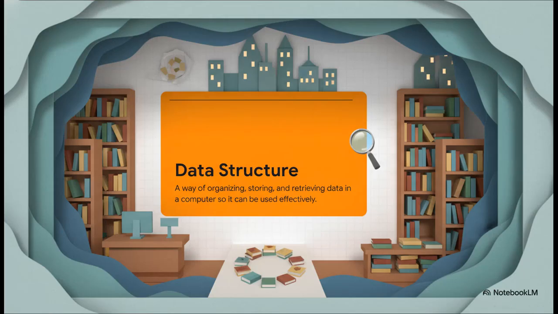So to put it simply, a data structure is just a particular way of organizing data so a computer can work with it effectively. It's not just one thing, like a single filing cabinet. No, it's more like the entire system of a library. You've got the shelves, the catalog, the checkout process, the whole shebang.